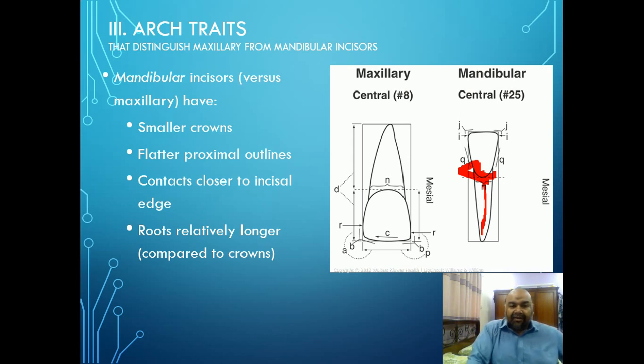Now another arch triad is that the mandibular central incisors, as we've already discussed, are one of the most, if you just compare the size and shape, these are actually quite small. These are usually the smallest teeth. So the crowns of the mandibular centrals, as well as the mandibular laterals, are comparatively smaller in size and shape as compared to the maxillary central and the maxillary lateral. And the contacts are usually found closer to the incisal edge. And the roots are relatively longer.